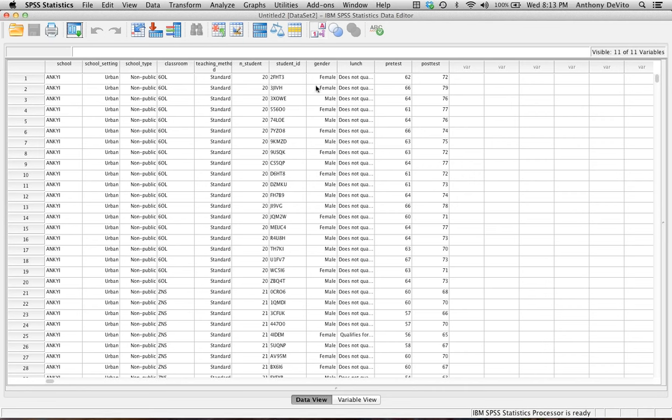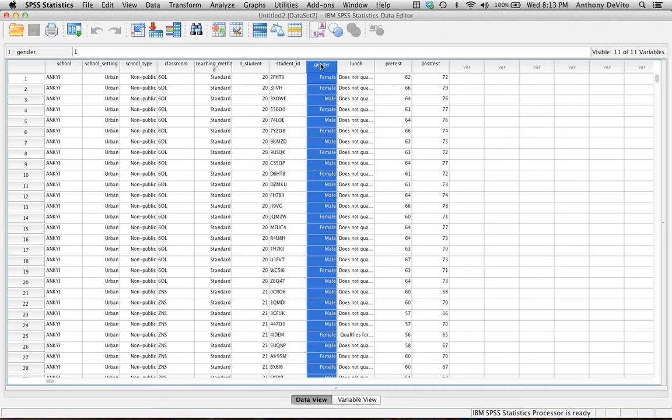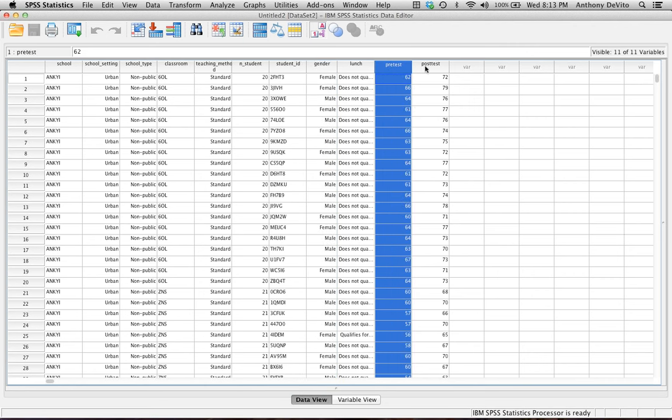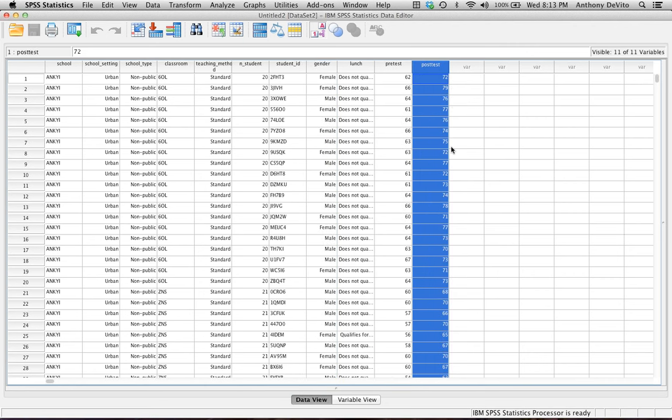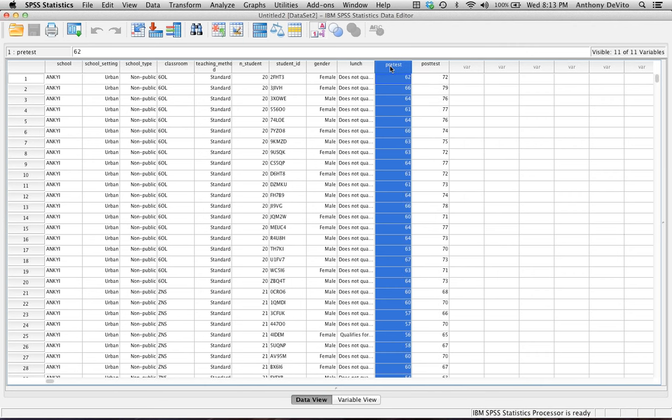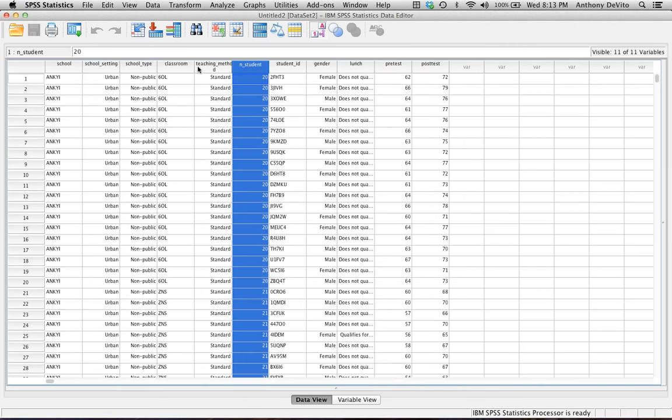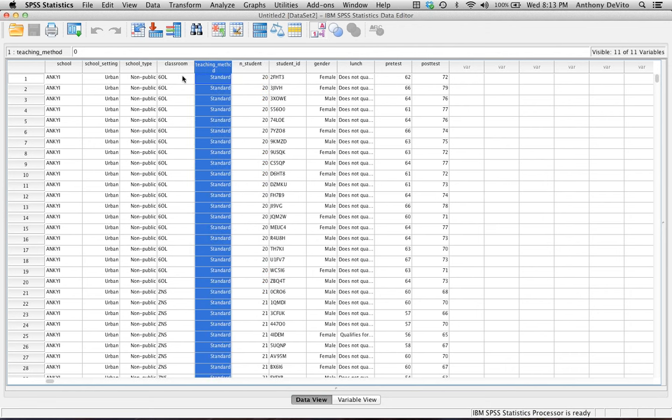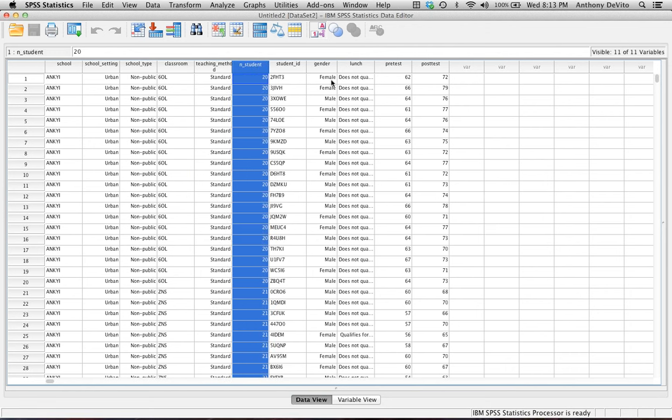I'm looking at this data set where I see a whole bunch of high school athletes. I see their gender. I see a pre-test, a post-test. They took some sort of qualifying test. There was some sort of intervention or something like that, and so on and so forth. And I see classroom number. I see number of students. I see a whole bunch of other stuff.